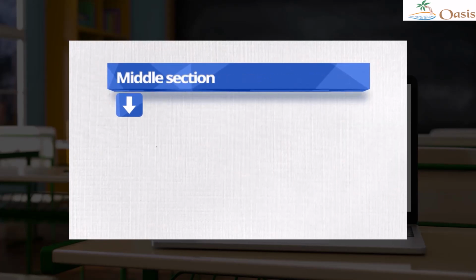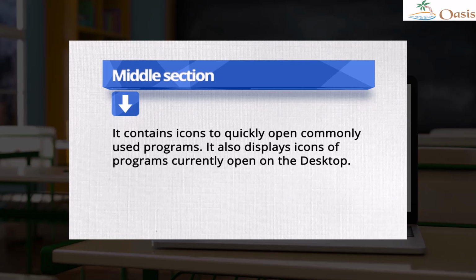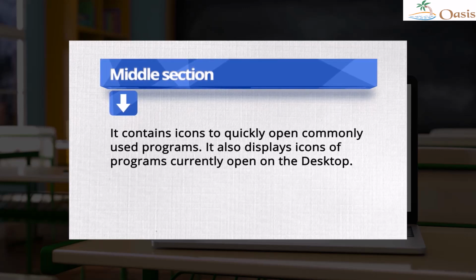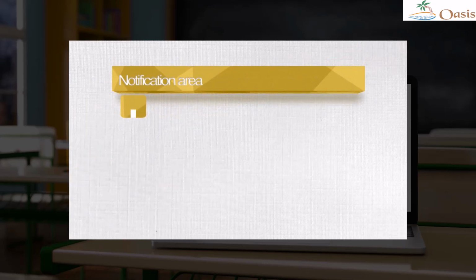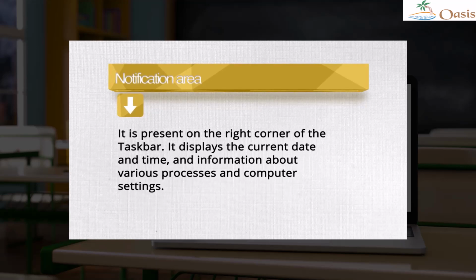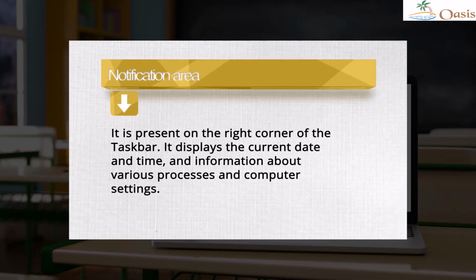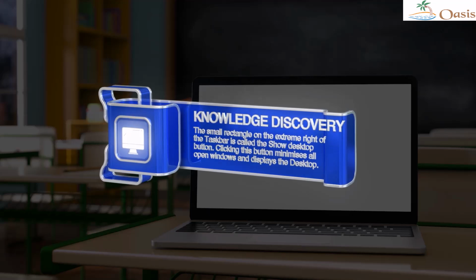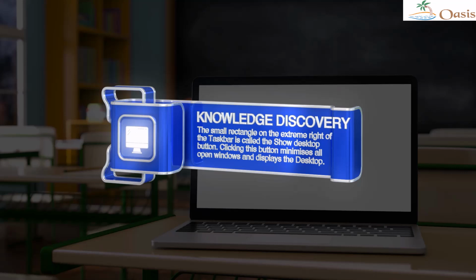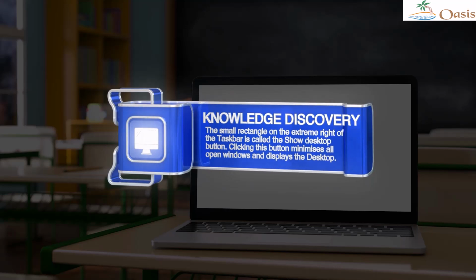3. Middle section. It contains icons to quickly open commonly used programs. It also displays icons of programs currently open on the desktop. 4. Notification area. It is present on the right corner of the taskbar. It displays the current date and time and information about various processes and computer settings. Knowledge discovery. The small rectangle on the extreme right of the taskbar is called the Show Desktop button. Clicking this button minimizes all open windows and displays the desktop.